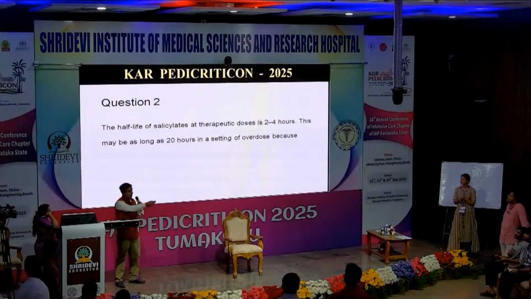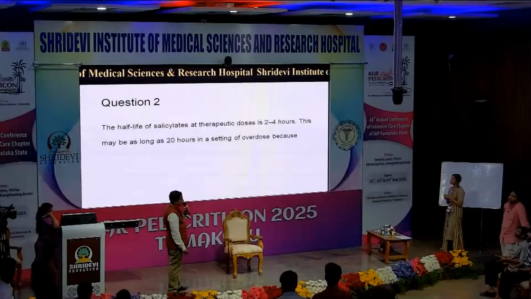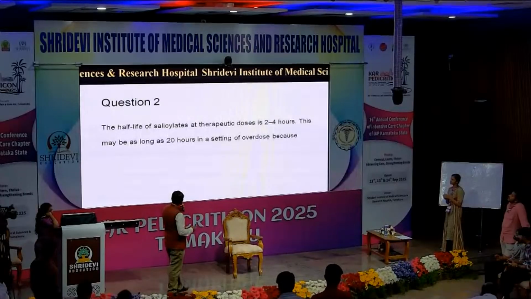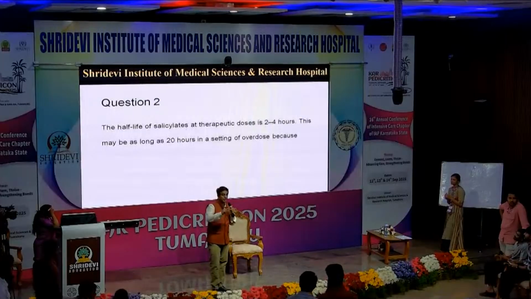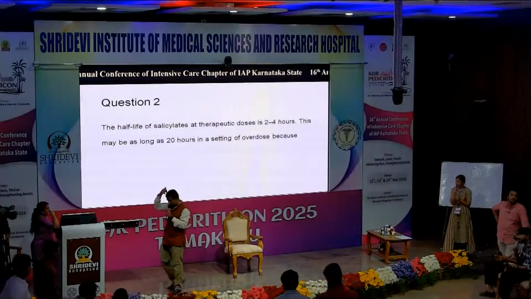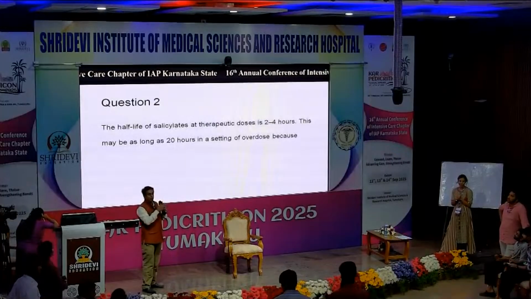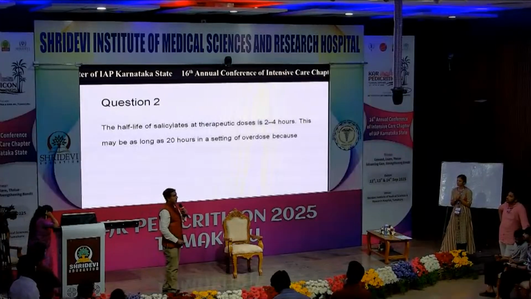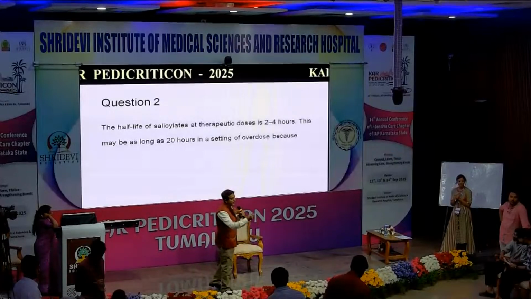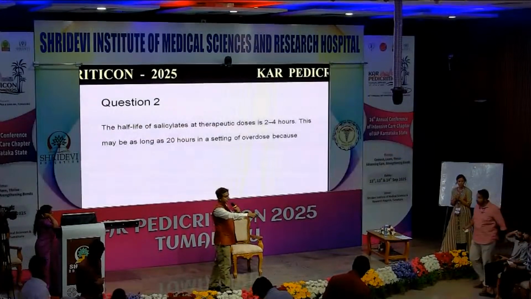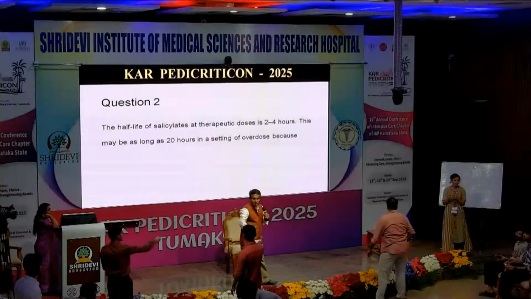Next question, team D. The half-life of salicylate at therapeutic dose is normally 2 to 4 hours. You know that. This may be as long as 20 hours in the setting of overdose. Why does this happen? Others can write the answer. Paracetamol you give 4th hourly, but this is in toxicity, it's more. Sir, the time is up. We'll still give you. Glutathione deficiency. Close. I can't give you that.